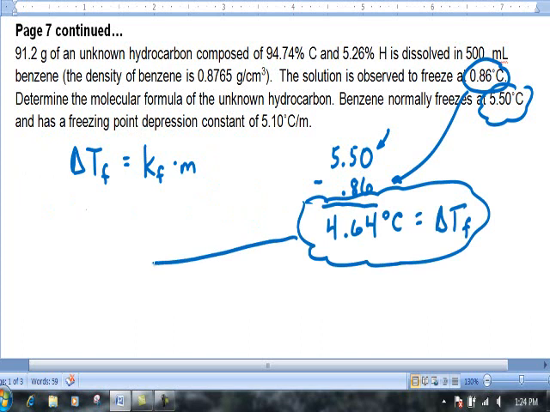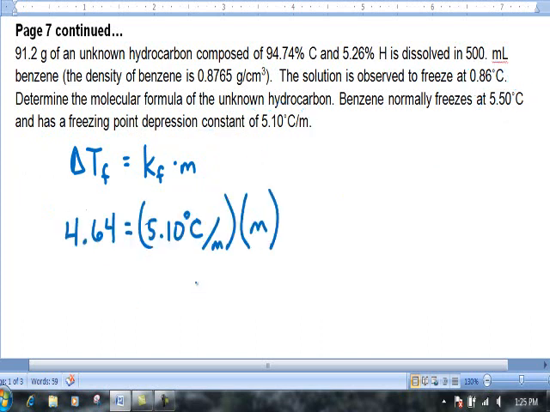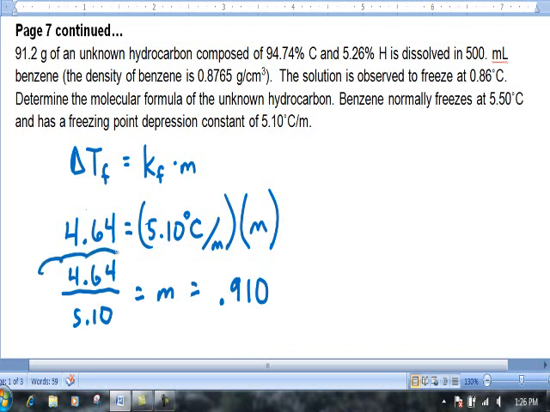We can use this in our equation to calculate the molality because we're also given the value of the freezing point constant, our Kf value. We can now set up and solve for the molality of our solution. Solving for m, we get that the molality of the solution is 0.910.